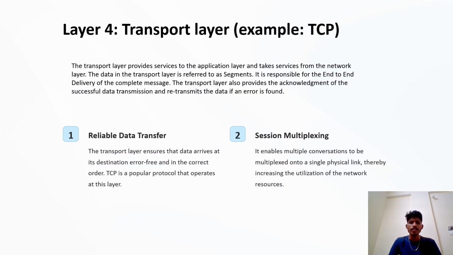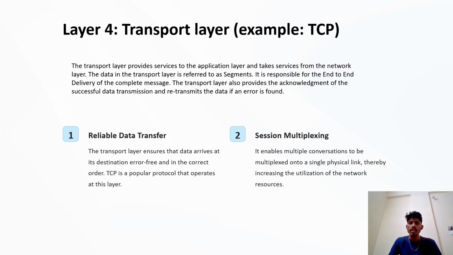For the fourth layer, we have the transport layer, example TCP. The transport layer provides services to the application layer and takes services from the network layer. The data in the transport layer is referred to as segments. It is responsible for the end-to-end delivery of the complete message. The transport layer also provides the acknowledgement of the successful data transmission and retransmits the data if an error is found. Reliable data transfer. The transport layer ensures that the data arrives at its destination error-free and in the correct order. TCP is a popular protocol that operates at this layer.